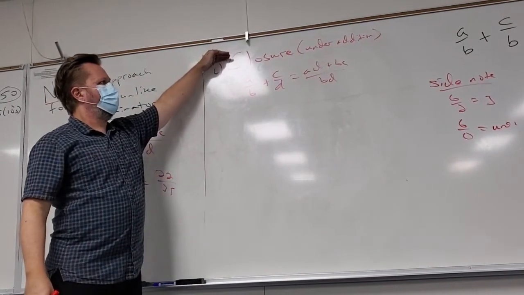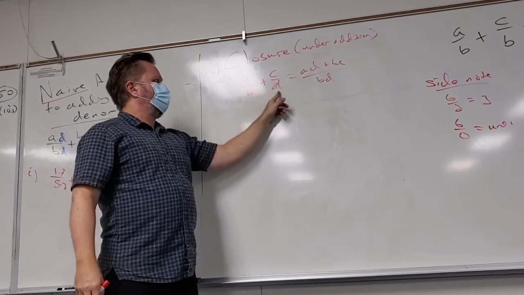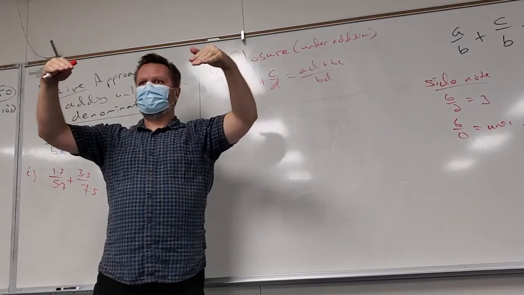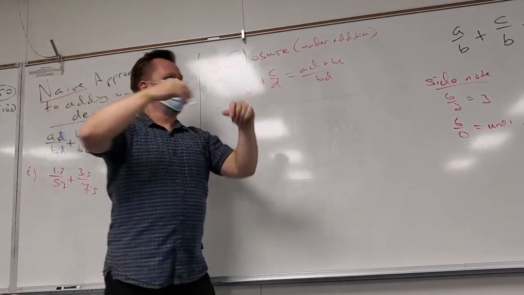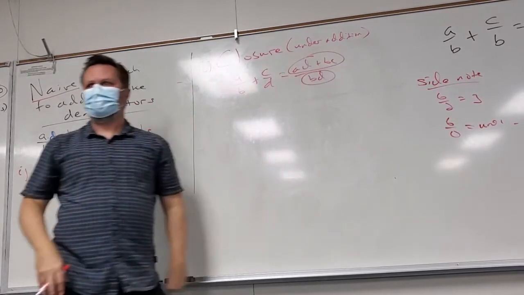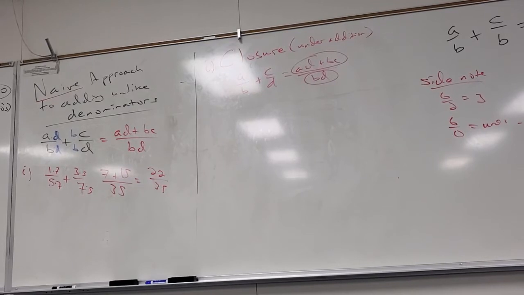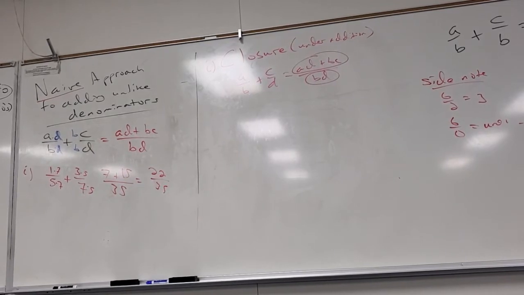This is definitely closed because A, B, C, and D are all whole numbers where the bottom's not 0. So therefore, this is a whole number still, and this is a whole number still, so it's still a ratio of whole numbers. So fractions are closed under addition.